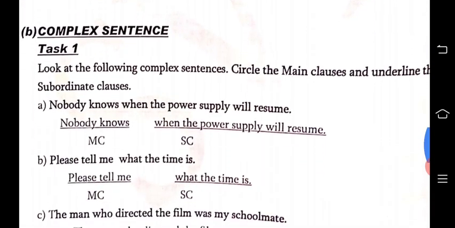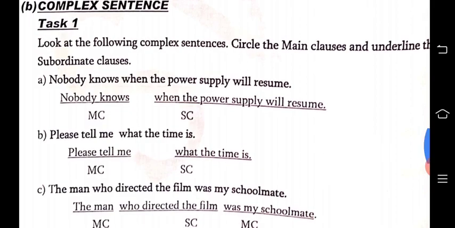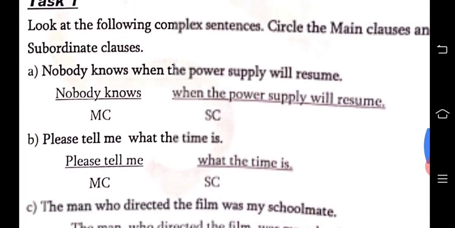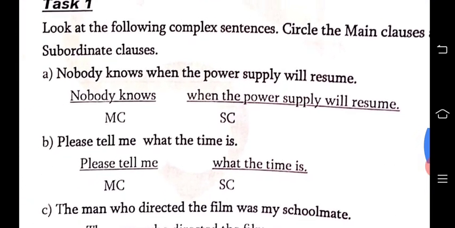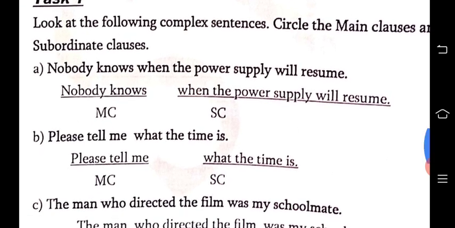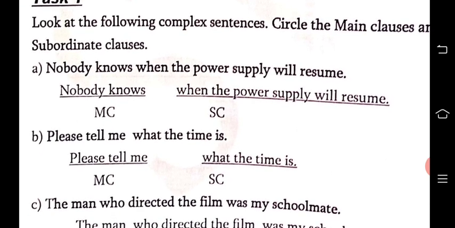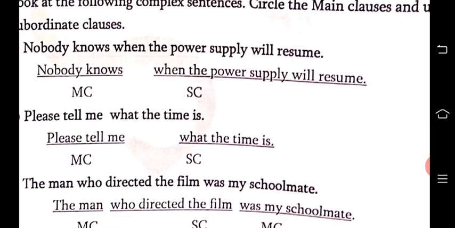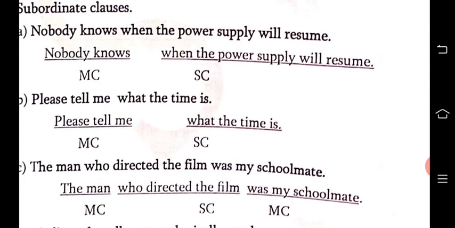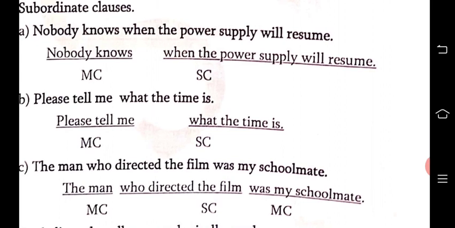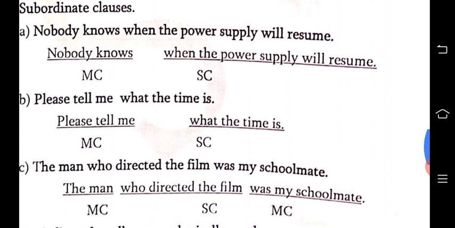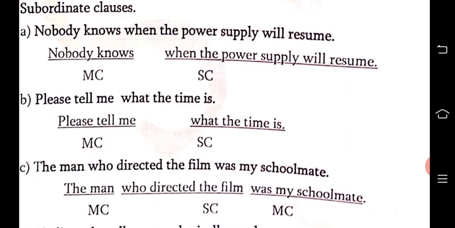Okay. And now here they have asked us to look at the following complex sentences, circle the main clause and underline the subordinate clause. I told you, a main clause should have subject, verb and then object. And what is the formula for a subordinate clause? A subordinate clause means subordinate conjunction plus subject plus sequence. So see, in all sentences we have the same formula: one subordinate conjunction, one subject and the sequence.